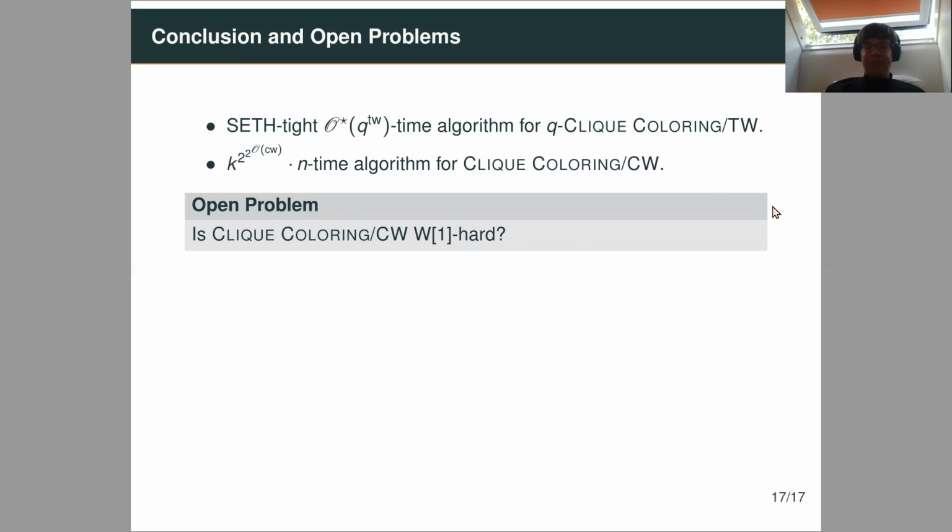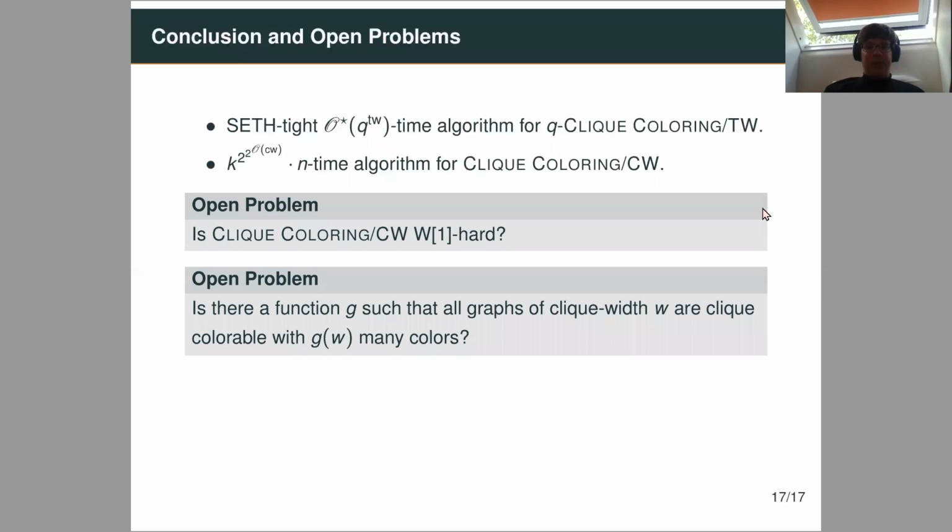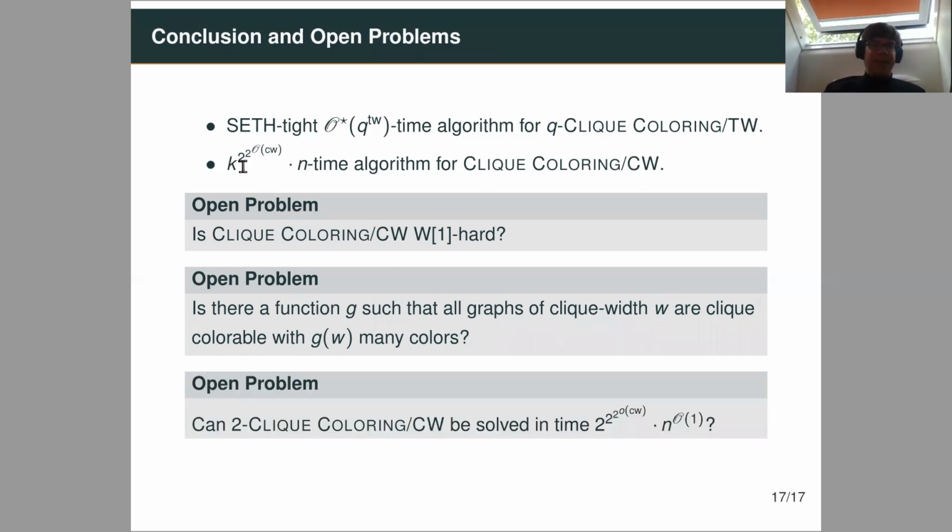We believe the most feasible route towards an FPT algorithm would be to show that there is a function g such that all graphs of clique width W are clique colorable with at most g(W) many colors. But even if it turns out to be FPT, it might be that this triple exponential dependence on the clique width is optimal.